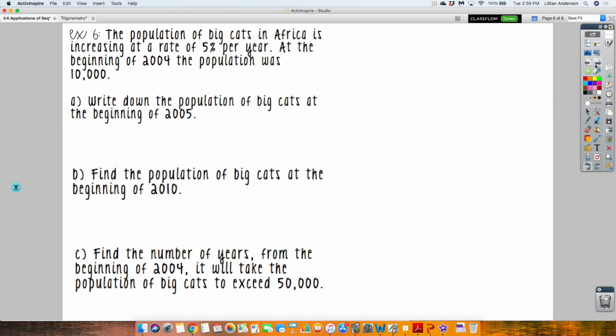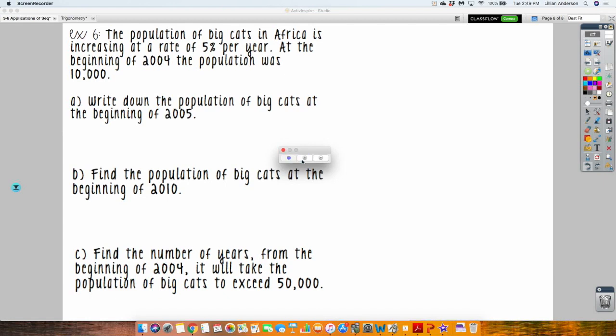Look at number 6. Number 6 is similar. We're talking about a population of big cats, and it's increasing at a rate of 5% per year. Increasing at a rate of 5%. Arithmetic or geometric? Geometric. At the beginning of 2004, the population was 10,000.